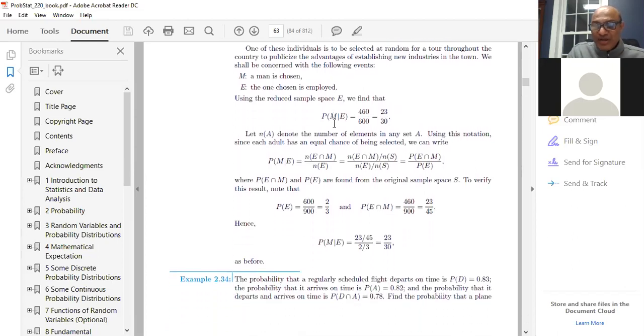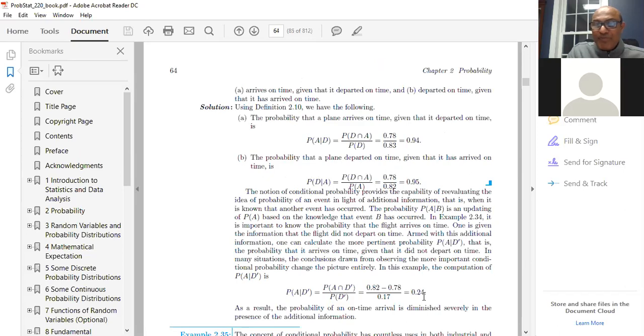I just would like to go over one more example. That's a very nice practical example. It says that the probability of a regular scheduled flight departs on time, I would write capital D for departure, and probability of D is 0.83. Same way, capital A stands for arrival, and probability of A is 0.82. And the probability that the flight departs and arrives on time, D intersection A, is equal to 0.78.